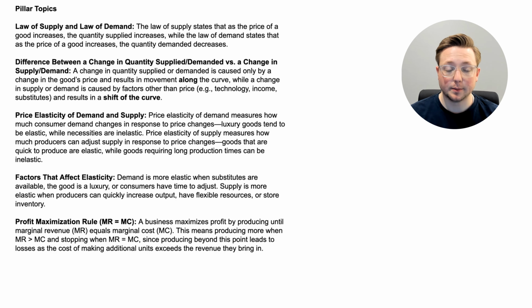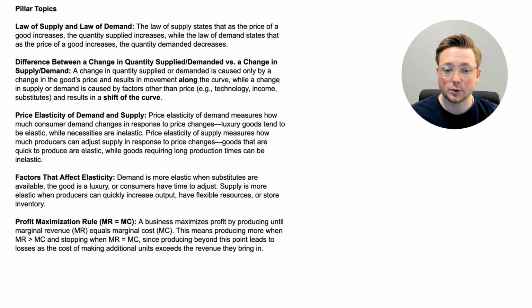Okay, here we are at the pillar topics. Let's just go through each of them. Law of supply and law of demand. The law of supply states that as the price of a good increases, the quantity supplied increases, while the law of demand states that as the price of a good increases, the quantity demanded decreases. And for each of those, you can do the reverse. With the law of supply, if the price of the good decreases, the quantity supplied decreases. With the law of demand, if the price decreases, the quantity demanded increases. They have a direct and then an inverse relationship, respectively.